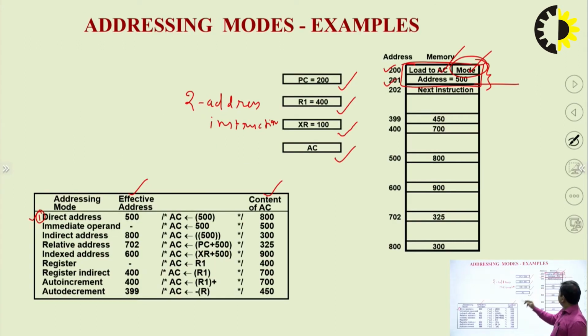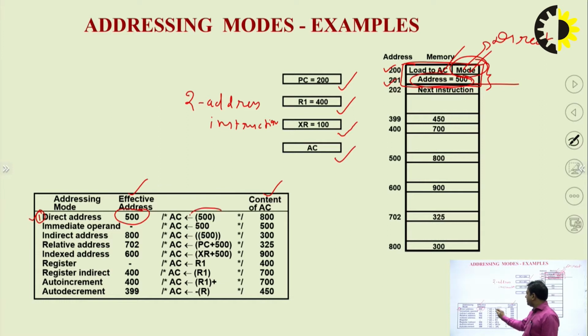So if this is a direct addressing mode, then the address field specifies the effective address, that is, of the memory. So this will be my effective address. That means the operand will be available at this location. So what is the value of the operand? That value will be transferred to the accumulator.